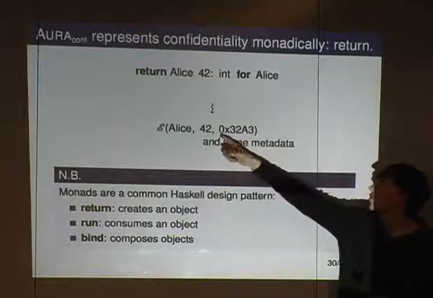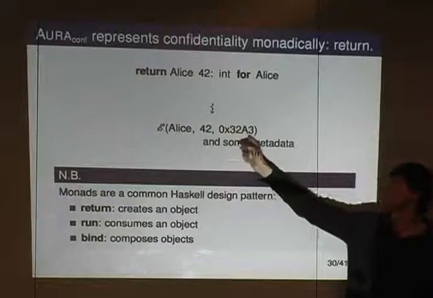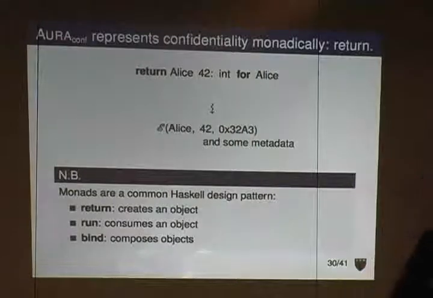And just so we can model things a little more precisely, we're going to throw a random number in there so that if we encrypt the same value for Alice twice, we don't get identical representations of that encryption. We want them to look different because we use randomized encryption in the real world. We'll also get some metadata.